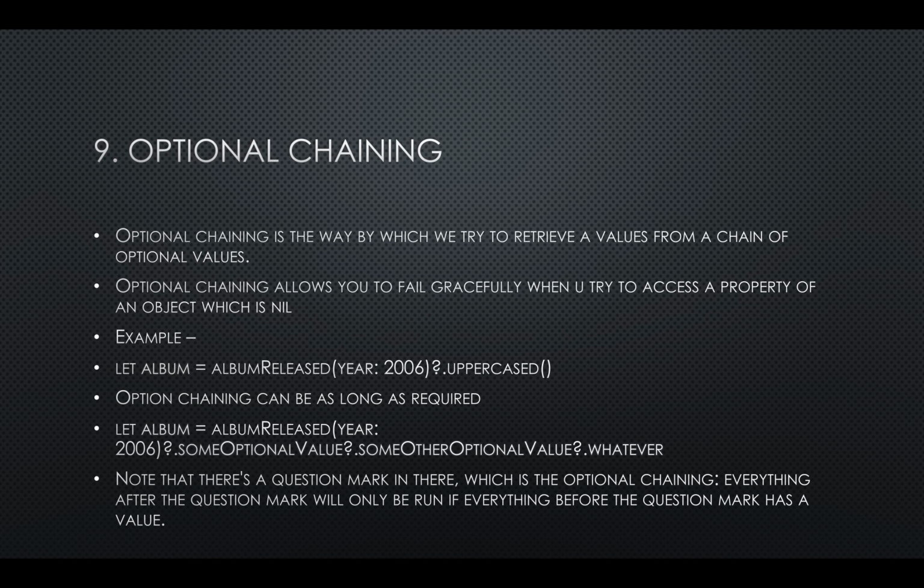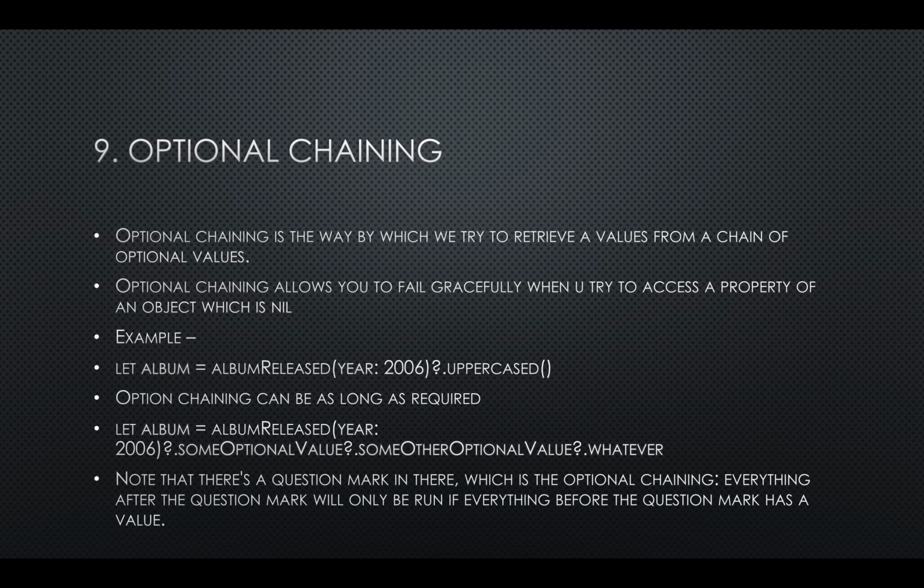Cool. Optional chaining. Optional chaining is a very important question, okay, and it is being asked a lot these days. I've been asked this question multiple times. So optional chaining, it's very simple. It is a way of retrieving value from the chain of optional values. It could be multiple optional values, a chain of optionals, and you're getting values out of those optionals. So that is why it is called optional chaining.